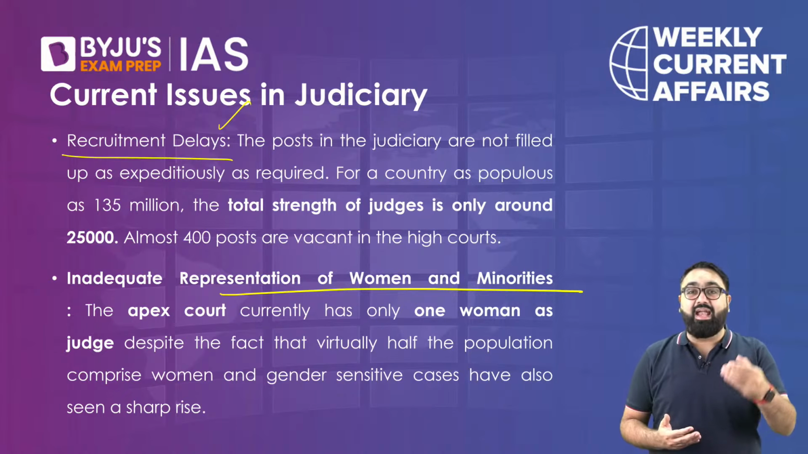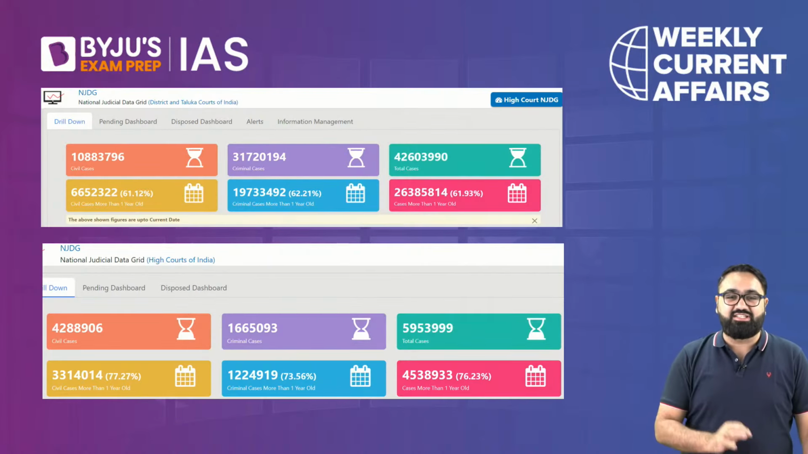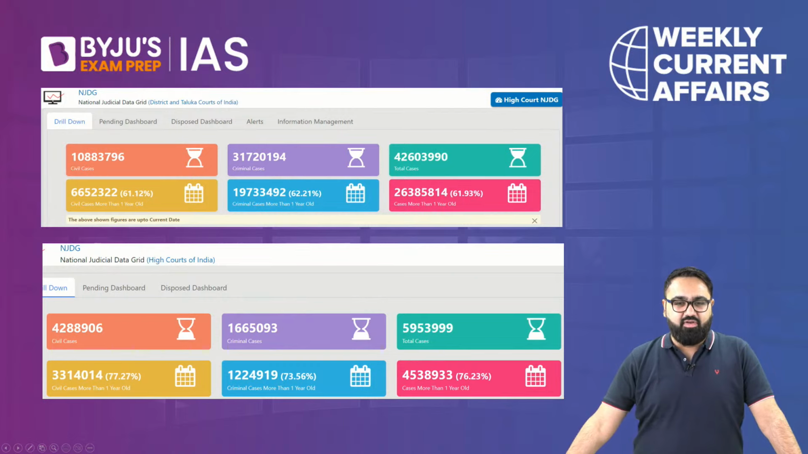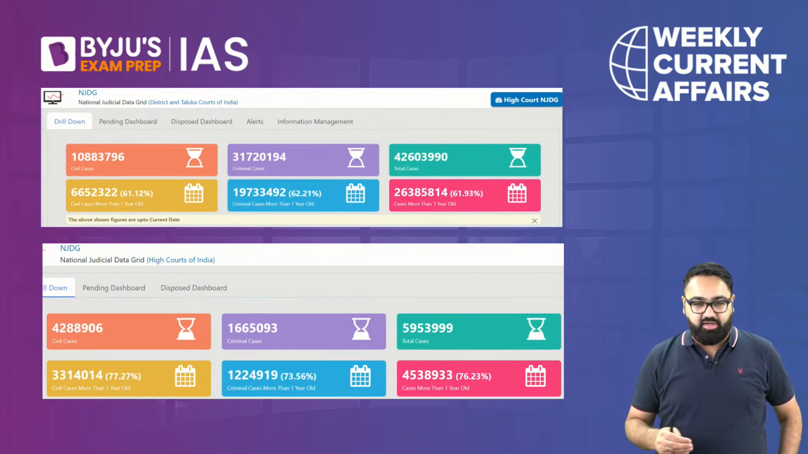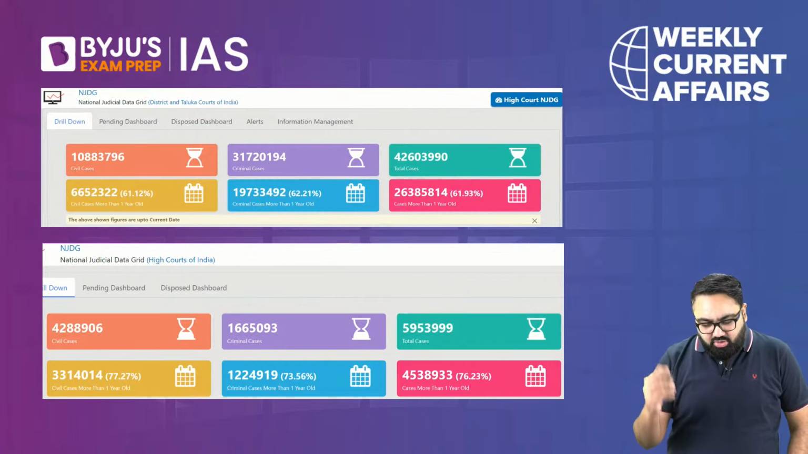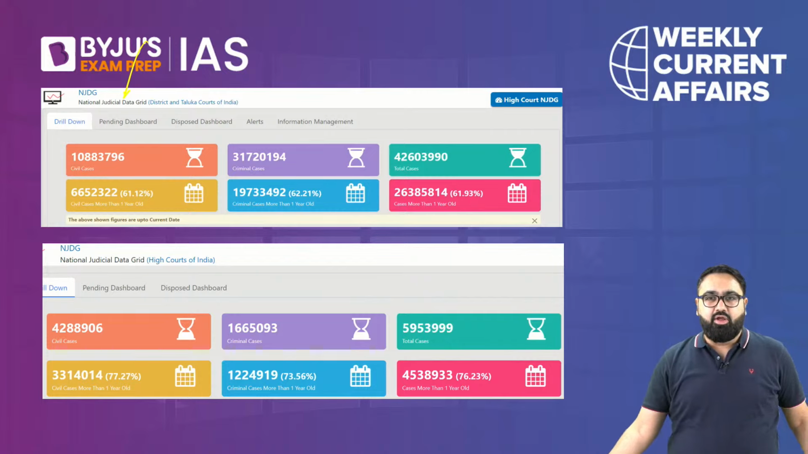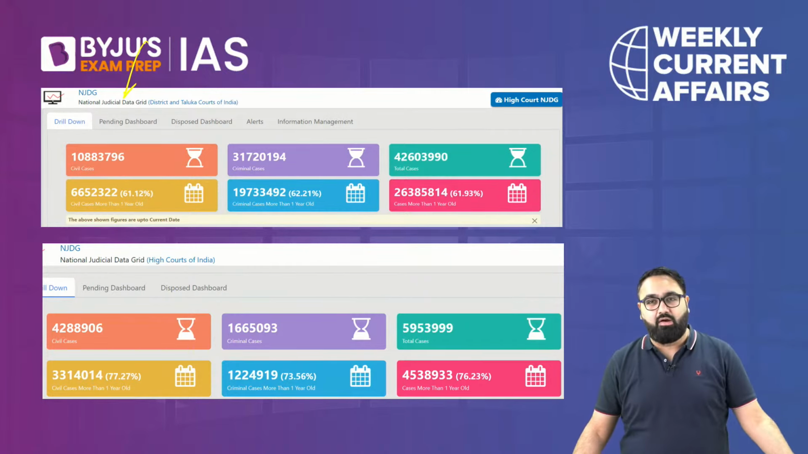So having their adequate representation will go a long way in ensuring gender justice and gender disparity. One other thing that all of you are well aware of is how many cases are pending in the courts in India. If you actually just go to Google and type National Judicial Data Grid, you will see that the number of cases pending in India are huge right now.